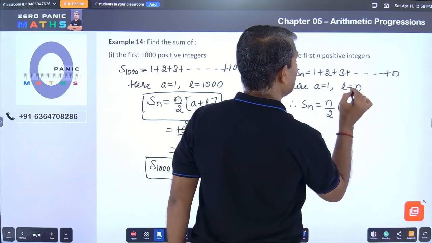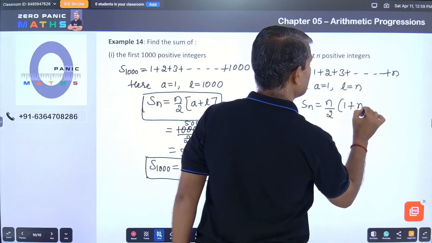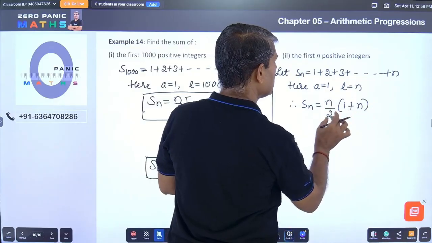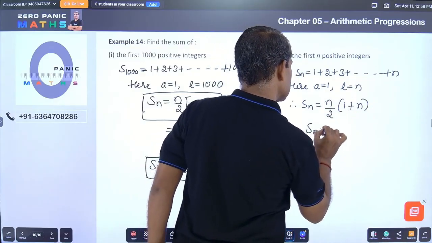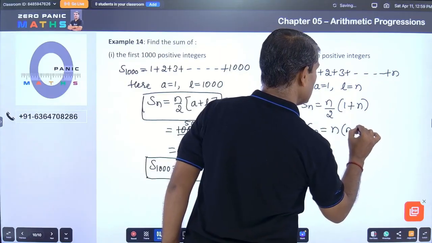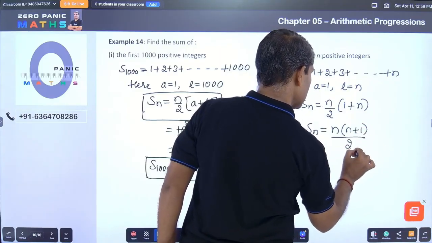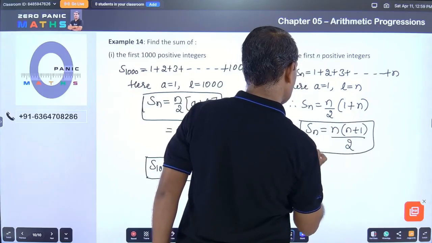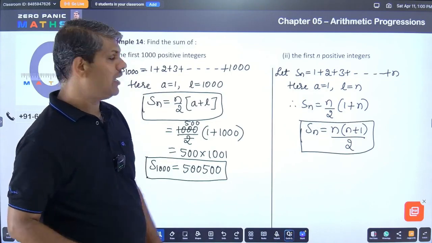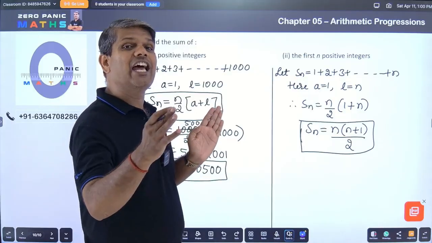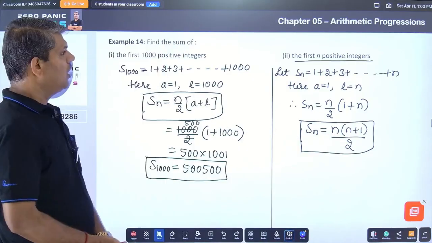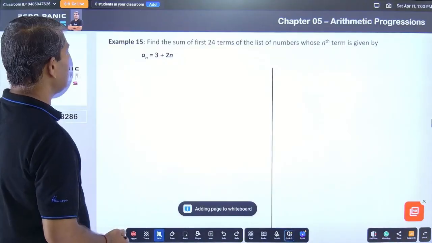a plus l. l is n. So I can write it as n into n plus 1 divided by 2. So the sum of the first n positive integers is always n into n plus 1 divided by 2. You can remember this too. With the given terms, the sum of the first n terms can be directly derived from this formula also. Let us quickly move to the next problem.